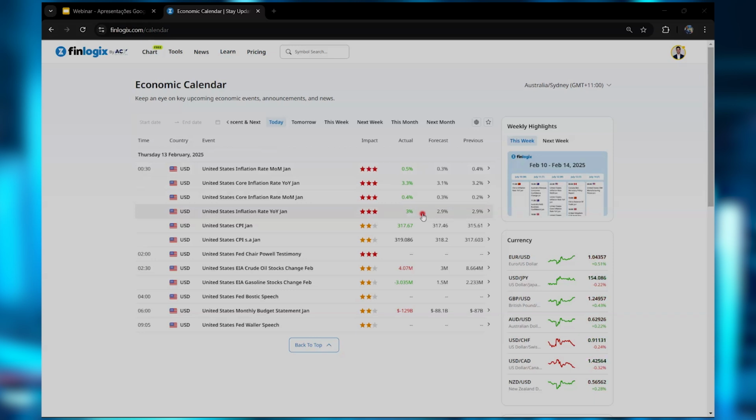This uptick, I would say, was primarily driven by the increases in the shelter prices, the food prices, and the gasoline prices. We're going to be having a look at these reports today, but for those who don't know, let me just show you something.